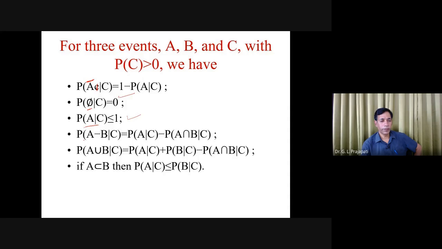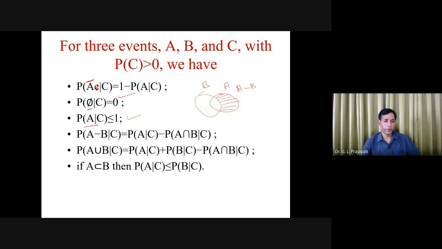The probability of A minus B given C is the probability of A given C minus the probability of A and B given C. Sure, you have the A and you have the B. If you say the probability of A minus B, if you remove B, then you are interested in this region only. This is A minus B.